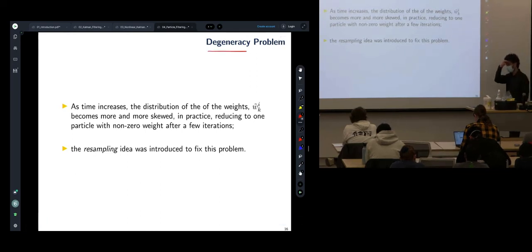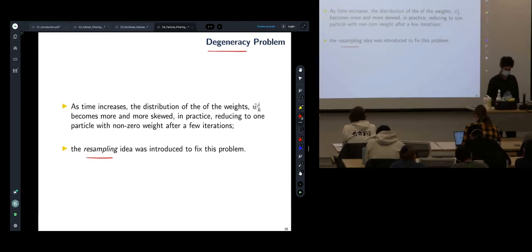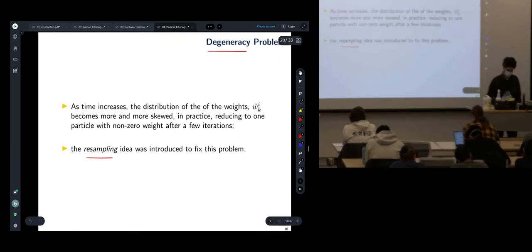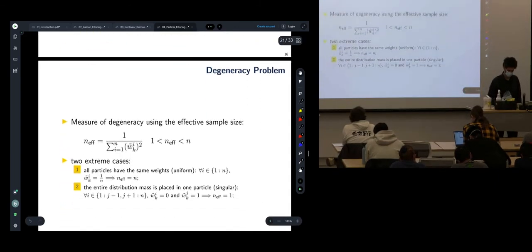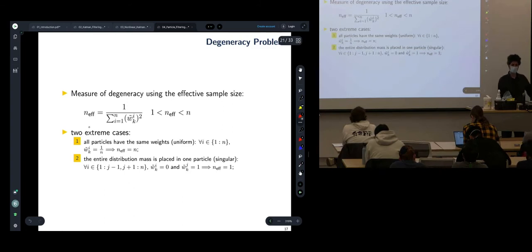To fix the degeneracy problem, an idea was introduced that's called resampling. So resampling is an idea to fix this, which we will talk about in a bit. For degeneracy, there is a measure. You can define an effective number of particles using this quantity, 1 over the sum of the squares of the weights.